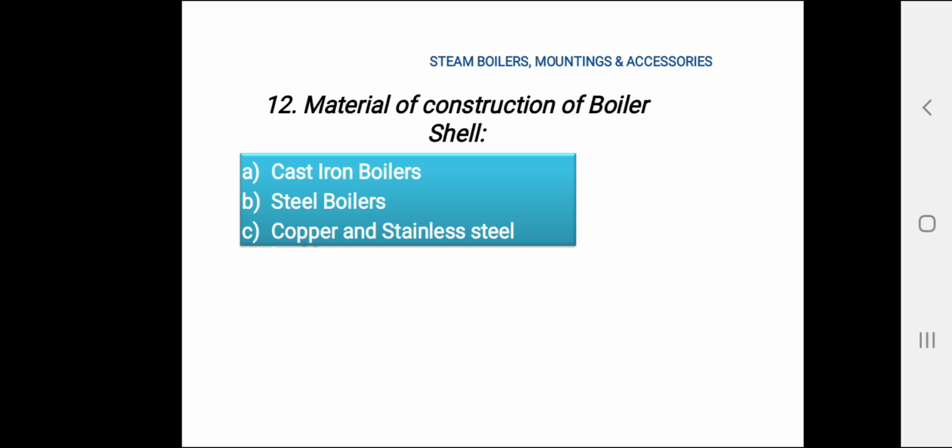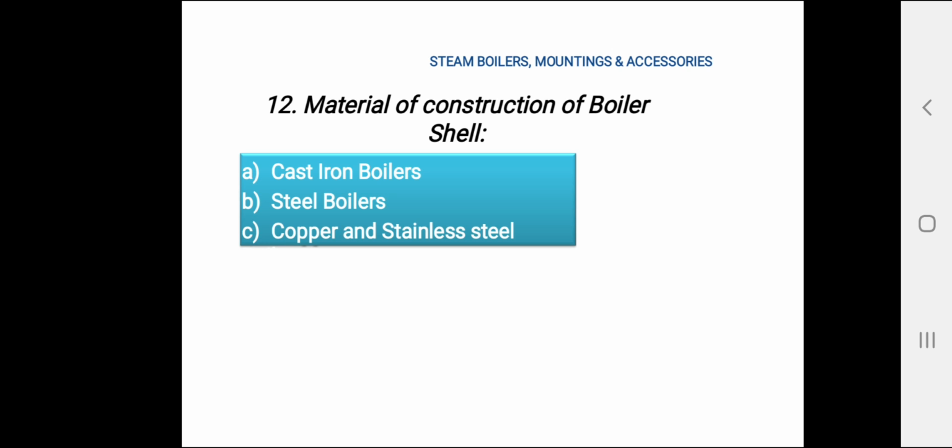The 11th classification is fluid used. Steam boiler uses water, some mercury boilers use mercury, and other boilers use chemicals, special chemicals. And the last classification is as per material and construction of the boiler. This is about classification.